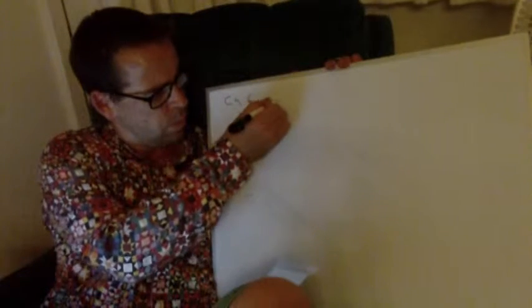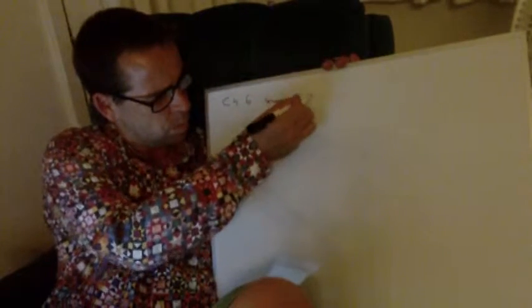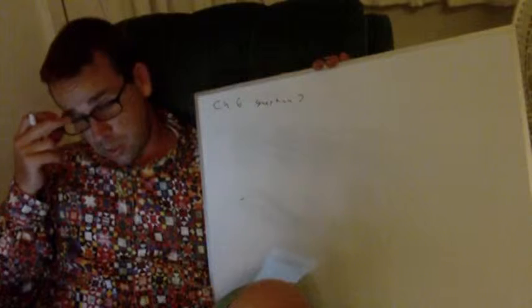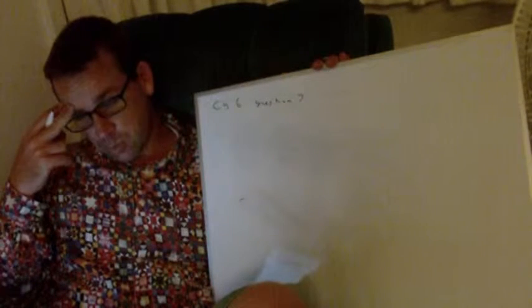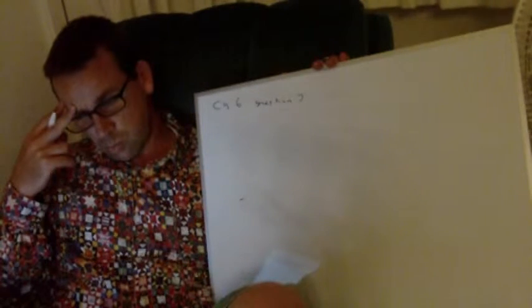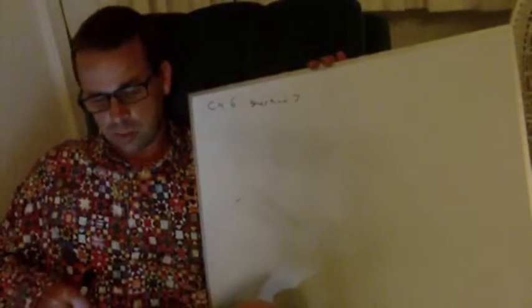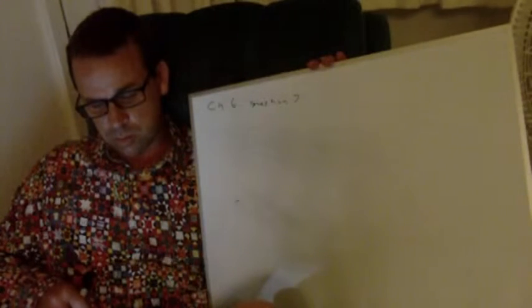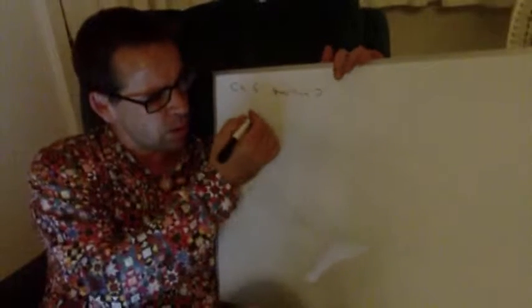Chapter 6, question 7. The ground state electron configuration of scandium. Alright, so what is the ground state electron configuration of scandium? Well, you can look at the periodic table. Scandium has 21 electrons.